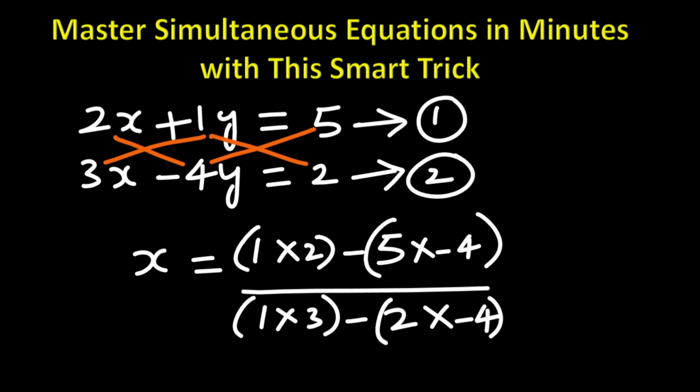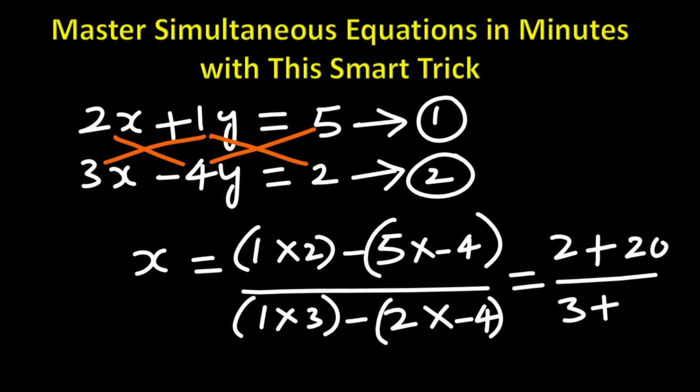Now let's simplify this. So we have 1 times 2, that's going to be 2. And then 5 times negative 4 is negative 20. But minus of a negative becomes positive, so you write this as positive 20. Divide by 1 times 3, that's 3. And again, minus of a negative number becomes plus. 2 times 4 is 8.